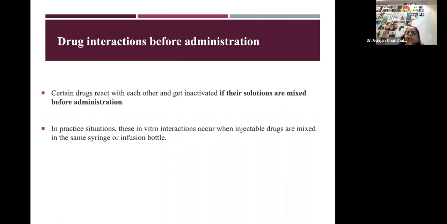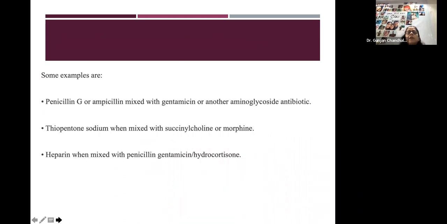together or when we administer them together through the same IV cannula or through the same port of the central line. They often interact with each other and may either precipitate or change their color. So this is a drug interaction which happens before administration, and this term is also known as drug compatibility rather than drug interactions.